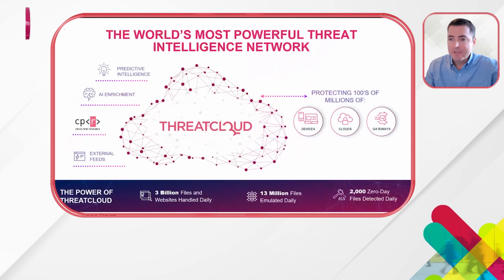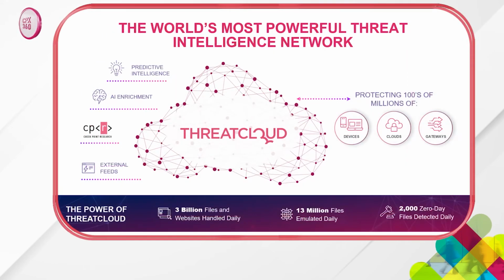Now, all of this is powered by the world's most powerful threat intelligence network, that is Check Point's ThreatCloud. We're protecting hundreds of millions of devices, clouds, and gateways daily with our predictive intelligent ML-driven AI enrichment solution here. The ThreatCloud is handling over 3 billion files and websites daily, 13 million files emulated daily, and over 2,000 zero-day files detected daily.